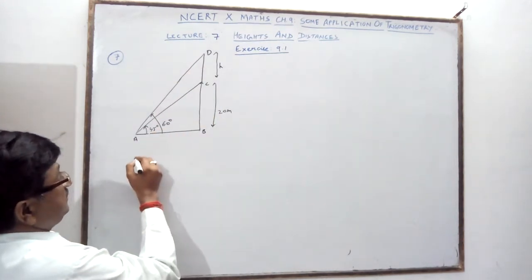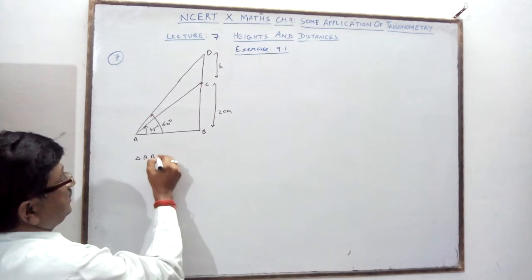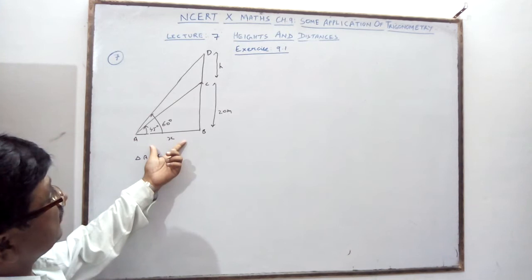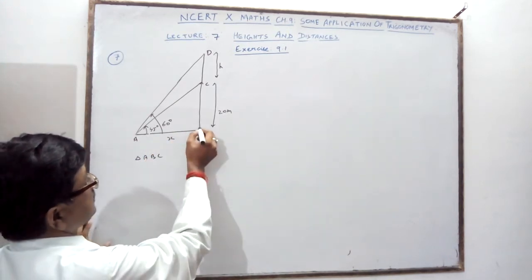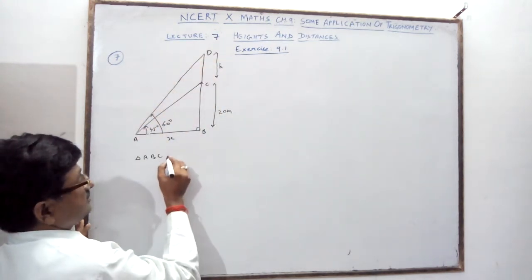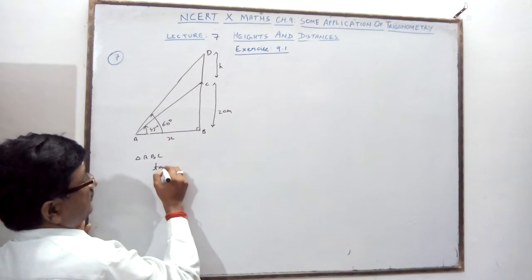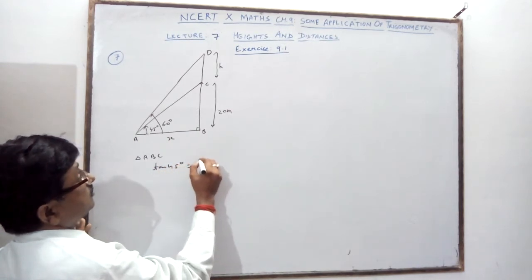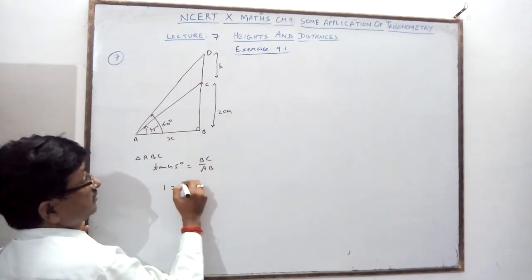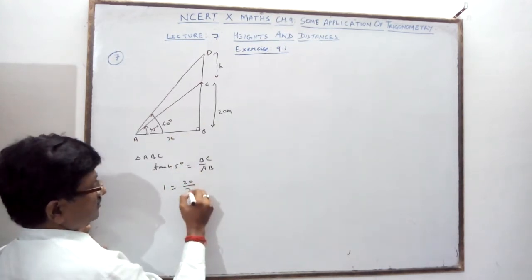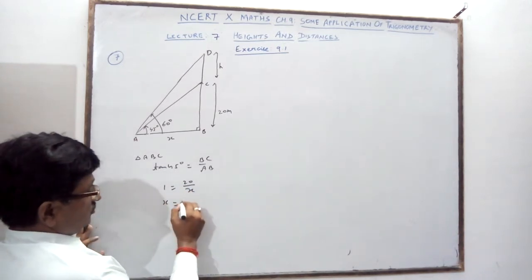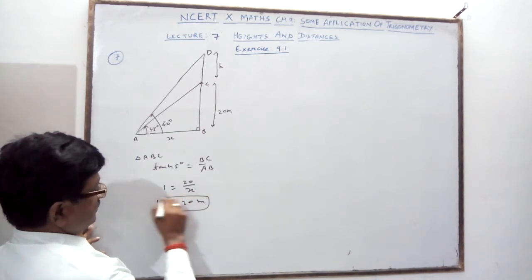In triangle ABC, this is the x. It is not given, to find. So x is a common side of both the right triangles, one in this and one in the big triangle. In triangle ABC, tan 45 degree is equal to BC upon AB, P upon B. Tan 45 is 1, so 20 upon x. So x is equal to 20 meter. You are getting this x.